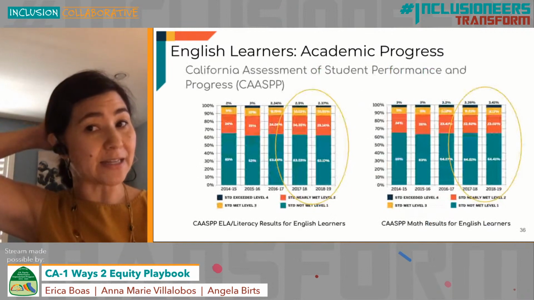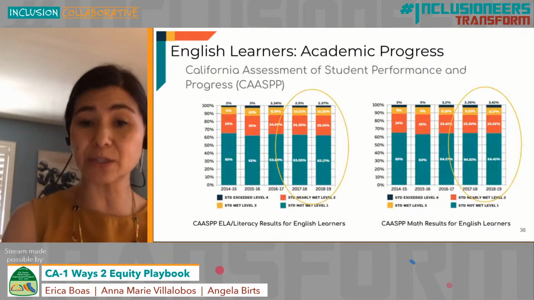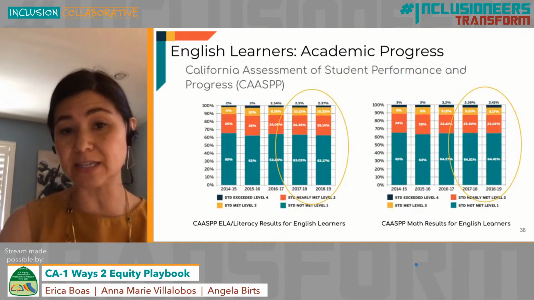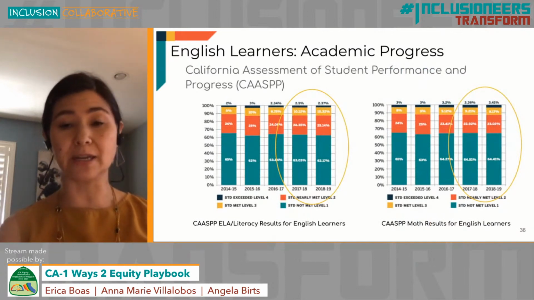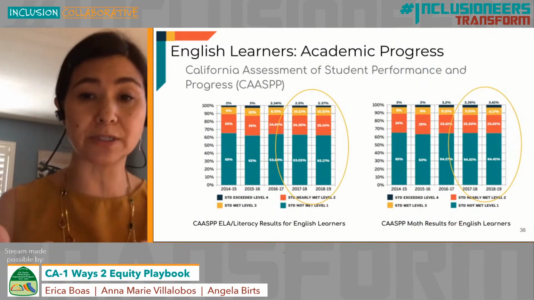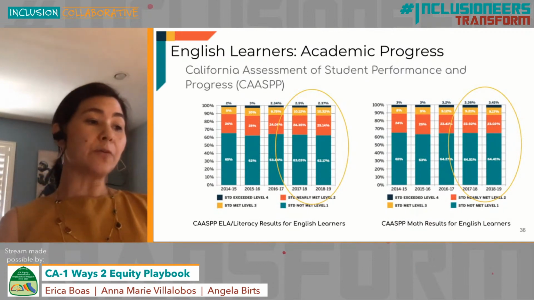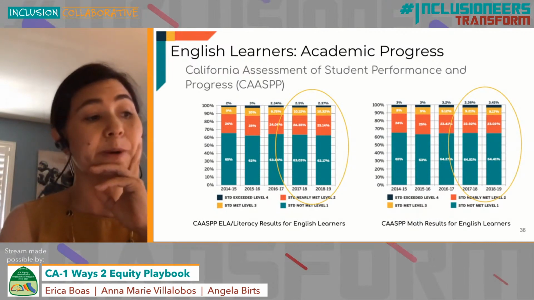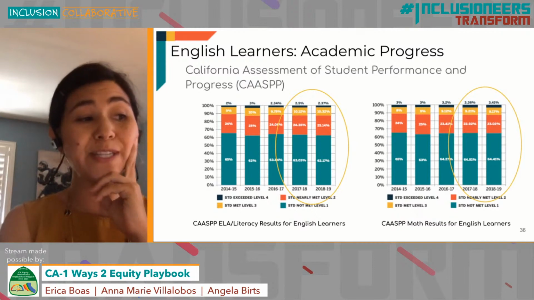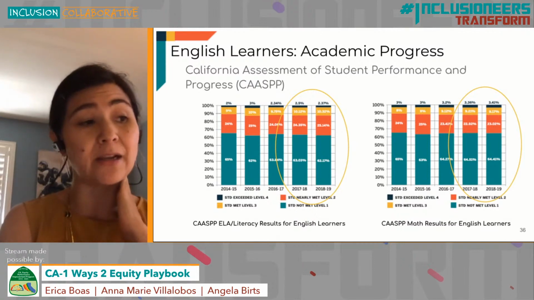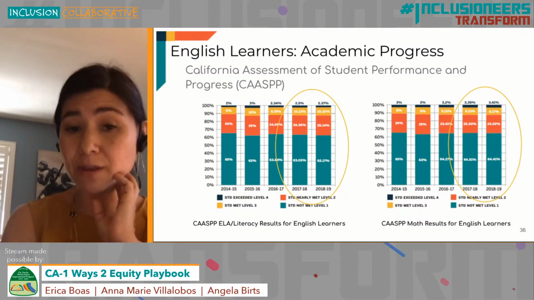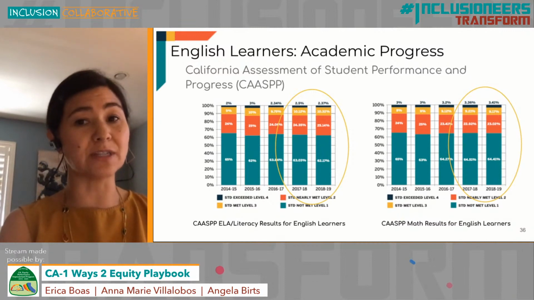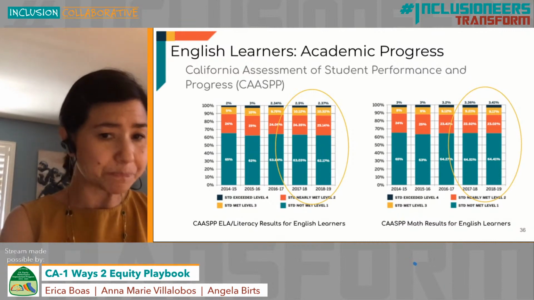And here with academic progress, or the state test scores, we're going to be looking at the 2 years, 2017-18 and 2018-19, to see the comparison for students who are English learners. So with the CAASPP scores over the past several years, it's easy to see that English learners, for the most part, have not met standard, with almost 90% not meeting or nearly meeting standard over the past 2 years in both ELA and math. So that's almost 100% of English learners not meeting standard for these tests.